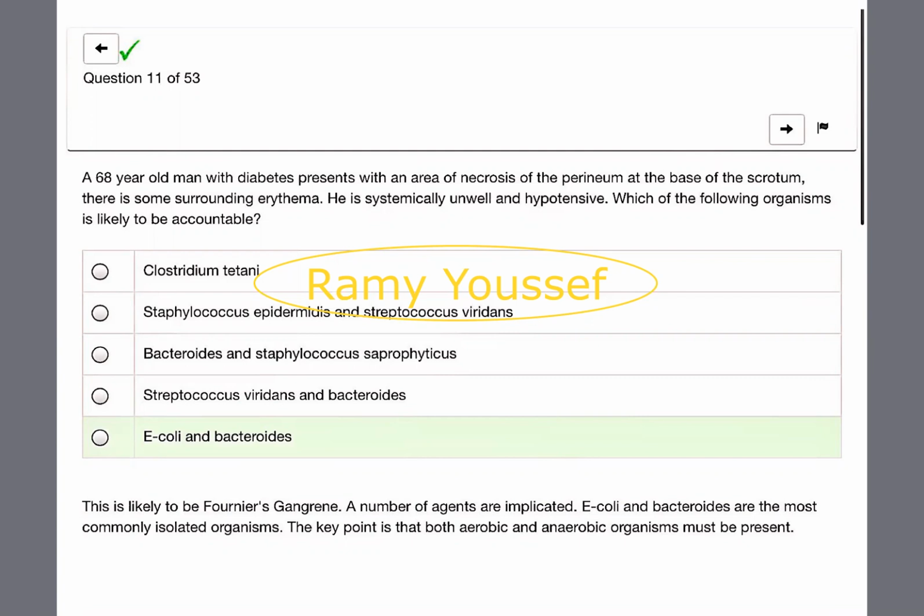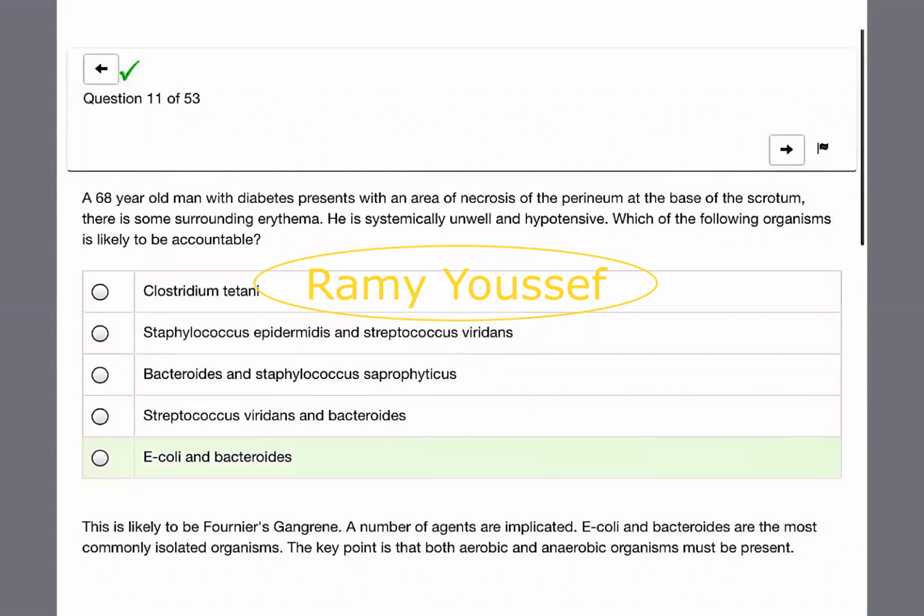Clostridium tetani will cause tetanus, and we don't have any question here about tetanus till now. Staph epidermidis is the most common organism you will find with any instrumentation or plastic processes. Again, Staphylococcus epidermidis, you'll find it associated with any instrumentation like cystoscopy or any plastic instrument, cardiac catheter or something like this, or even dialysis. With any plastic catheter or plastic process in the body, Staph epidermidis will be the most common. Like if you have a urinary catheter for a long time and you have an infection, the most commonly isolated organism will be Staph epidermidis.